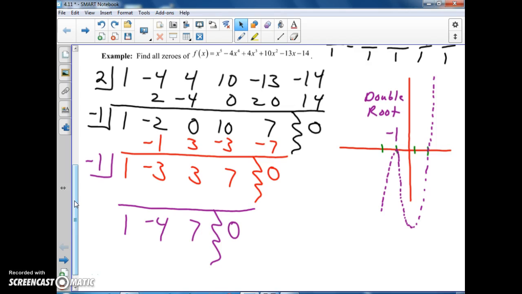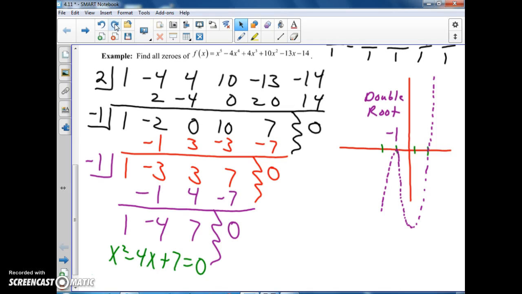Now, let me ask you, are we in quadratic form? Yeah, now we're okay, I'm in quadratic. Here comes the quadratic now: x squared minus 4x plus 7 equals 0. Now you ask yourself this: what two numbers multiply to give me 7 and add to give me negative 4? Exactly, there is none. So what do I have to use? The quadratic formula.